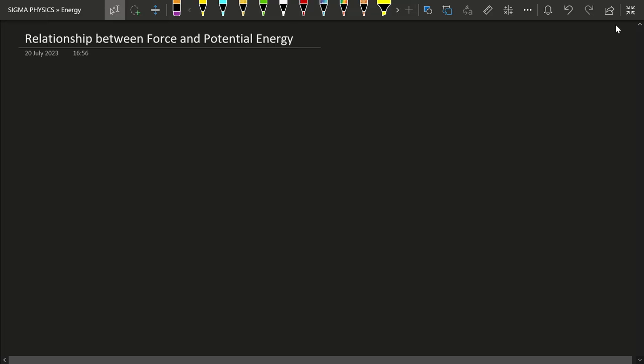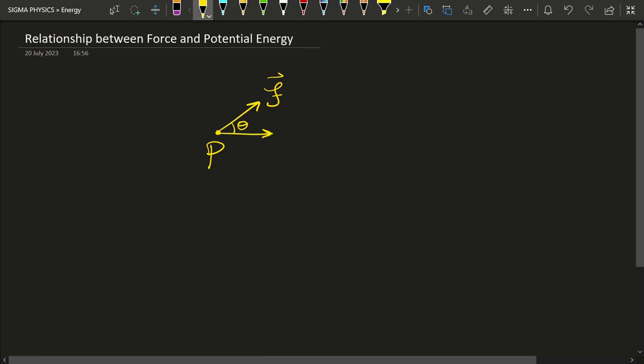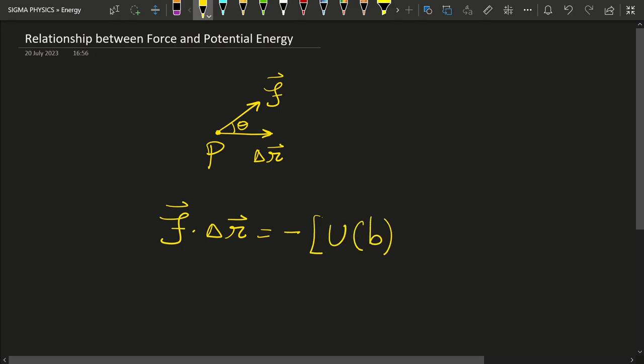Hello, sigmas. We know from our previous video on the potential energy that, let's say, we have a particle P, and a force acts on this particle in this direction. If the particle gets displaced in some direction at an angle theta with F by an amount delta R, then we can define the potential energy in this manner. F dot delta R would be equal to the change in potential energy, that is the potential energy at B minus the potential energy at A.